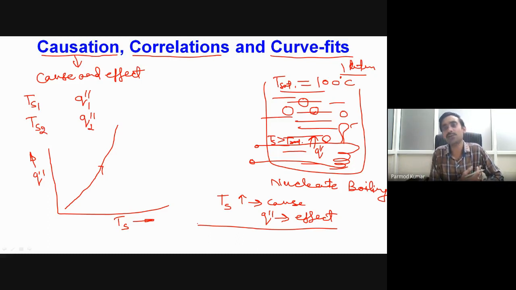But if physically you see from the fundamental aspects, when you increase the surface temperature, what is basically happening is the formation of vapor bubbles, and these vapor bubbles are detaching from the surface. The formation and departure of the vapor bubble is actually the controllable parameter which basically defines the rate at which heat will be transferred from the surface to the liquid.